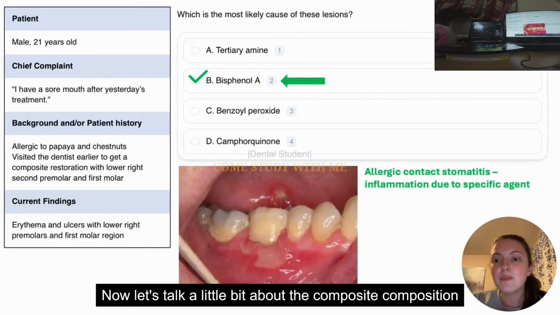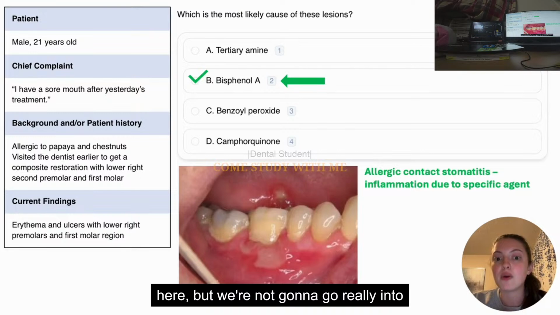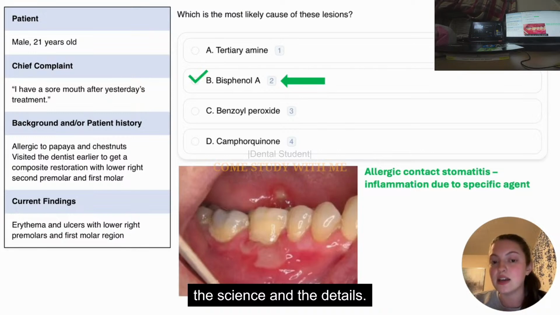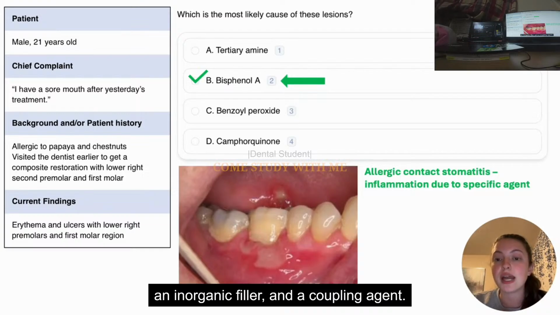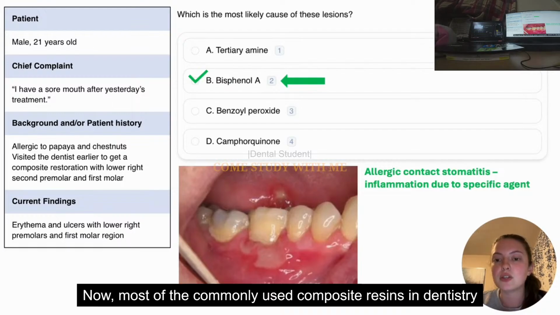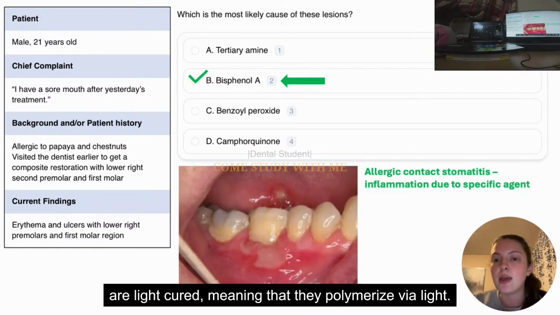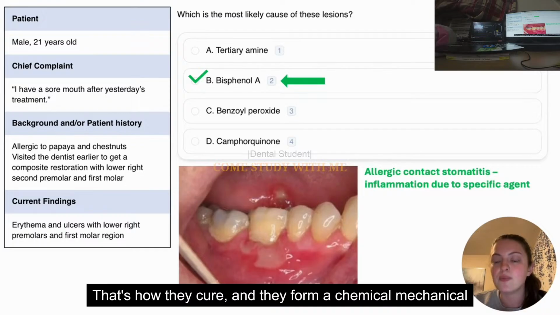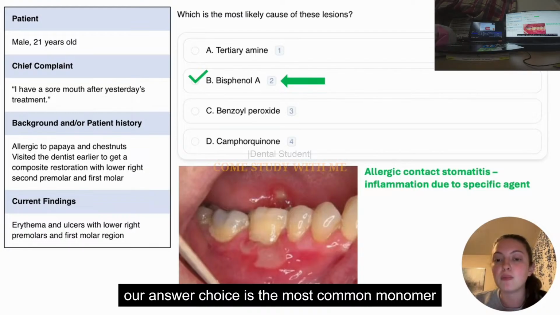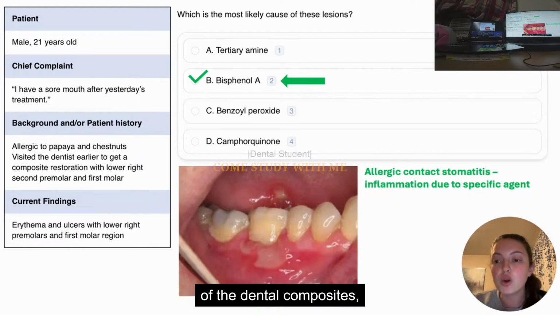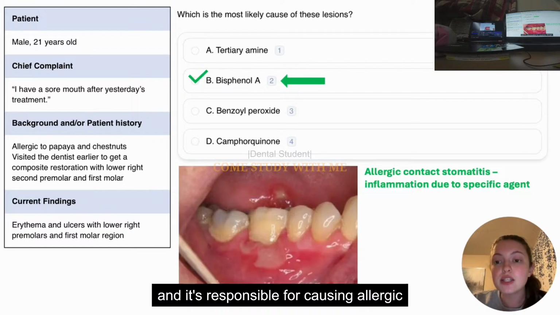Now, let's talk a little bit about the composite composition here, but we're not going to go really into the science and the details. Resin-based dental materials or composites consist of an organic resin matrix, an inorganic filler, and a coupling agent. Most of the commonly used composite resins in dentistry are light cured, meaning that they polymerize via light, and they form a chemical-mechanical bond with the tooth structure. Now, bisphenol A, our answer choice, is the most common monomer constituting the resin matrix portion of the dental composites, and it's responsible for causing allergic reactions in susceptible individuals.